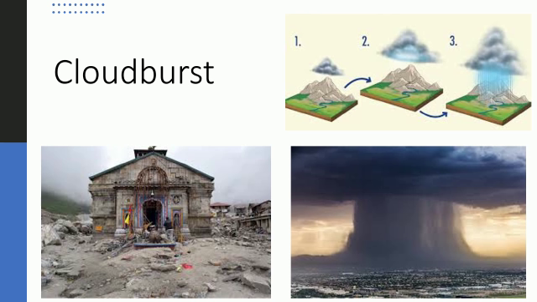And therefore, it rains suddenly over a specific and small region at a rate of 100 millimeters per hour or more. Example of cloudburst: On September 14, 2012, there was a cloudburst in Uttarakhand, killing 39 people, and on June 15, 2013, a cloudburst was reported in Kedarnath and Rambara region of Uttarakhand.